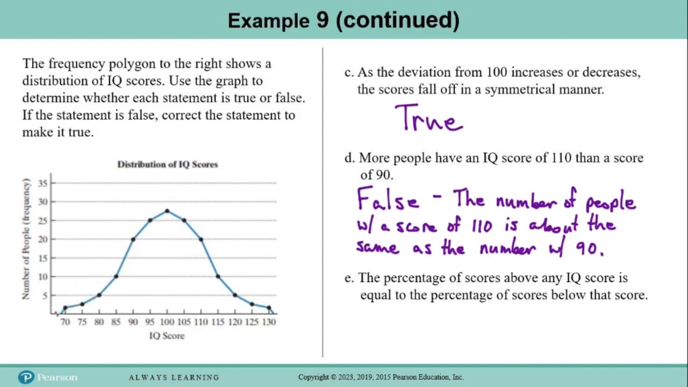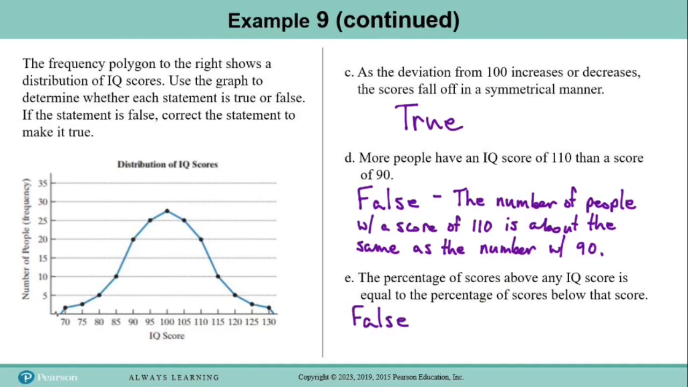So it's not true to say that the percentage of scores above any IQ score is equal to the percent below, because it can vary depending on which IQ score you want to talk about. Now, if we pick 100 right in the middle, see, the number of people who have an IQ score less than 100 looks to be about the same as the number of people who have an IQ score more than 100. And so to make this a true statement, we're just going to say that the statement is false first.